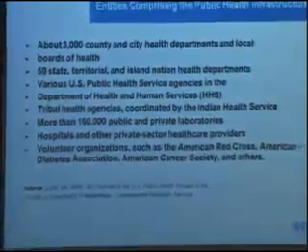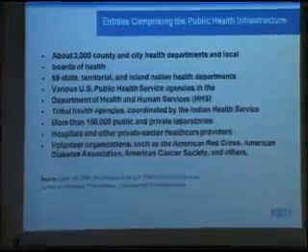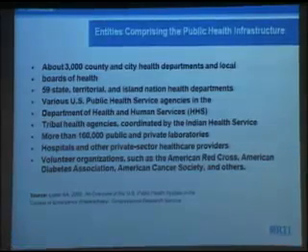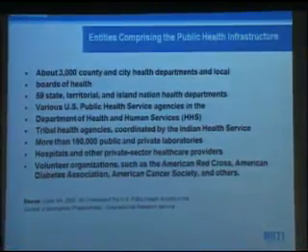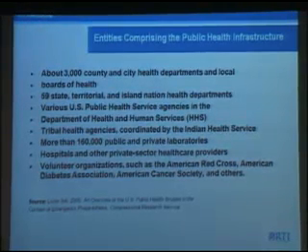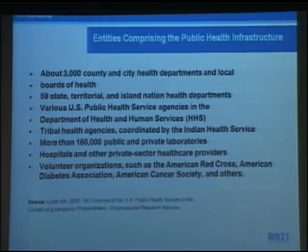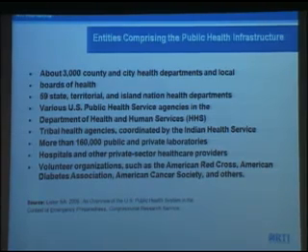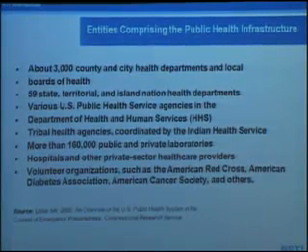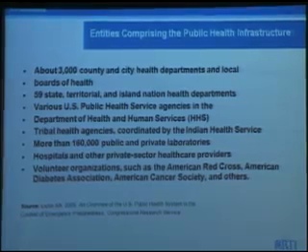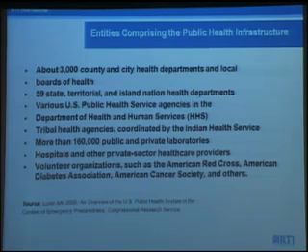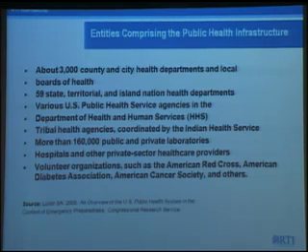So just to give you a sense of what the U.S. public health system looks like, we have over 3,000 county and city public health organizations. We have 59 state territorial organizations. The federal government has multiple areas that focus on public health. We have the tribal health agencies, more than 160,000 public and private laboratories, multiple hospitals. It's a vast system, and it's not very well connected or integrated, and many times it's not very well funded at the local levels.